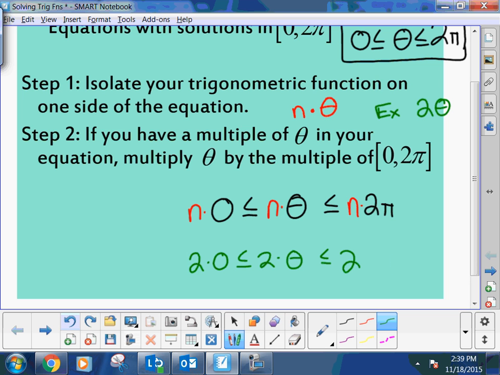Which will result in an answer saying that 2 unit circles will go from 0 to 4 pi. And that would make sense to us, right? That's what step 2 is asking you to do. When you see a number in front of the theta, we're now going to take that into account and affect our equation in the same method.